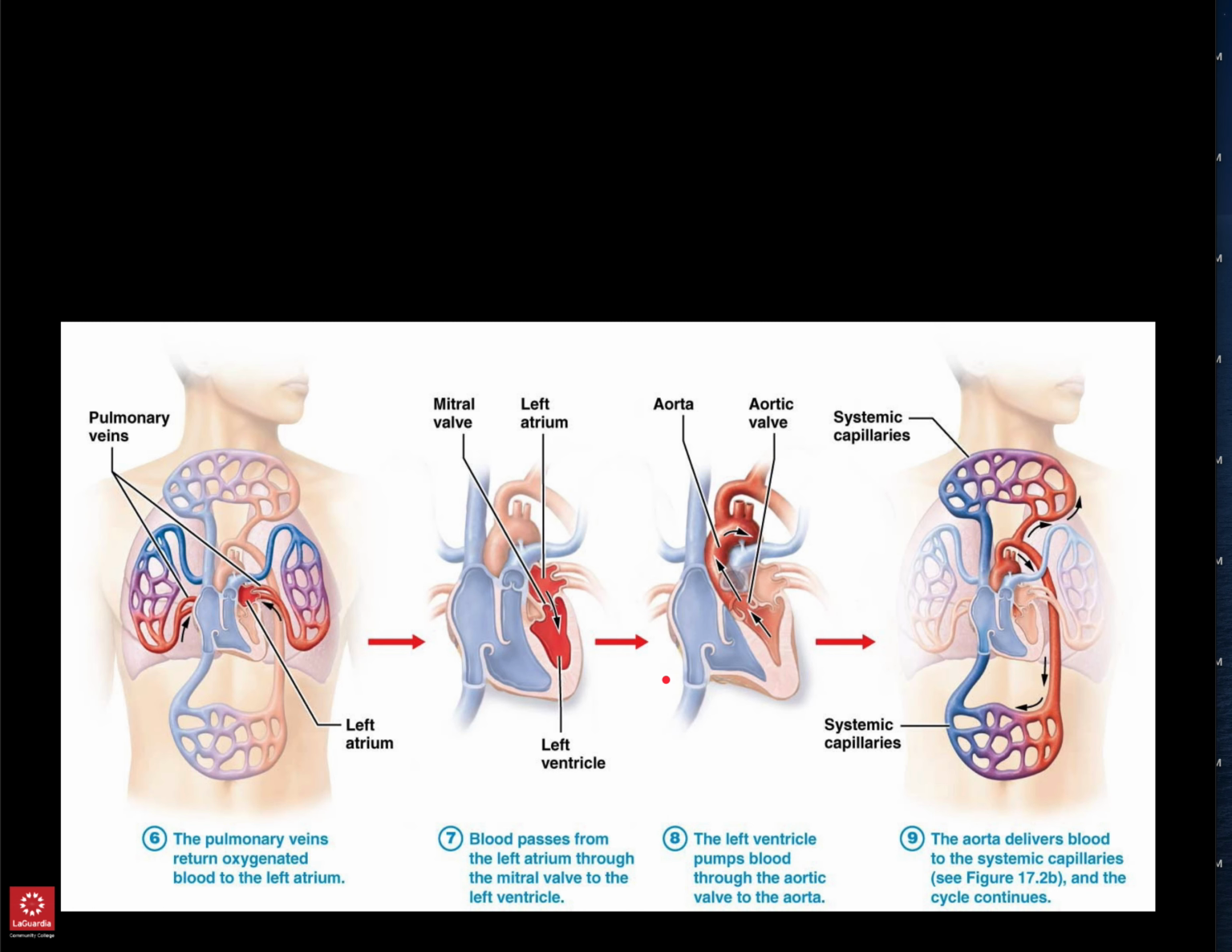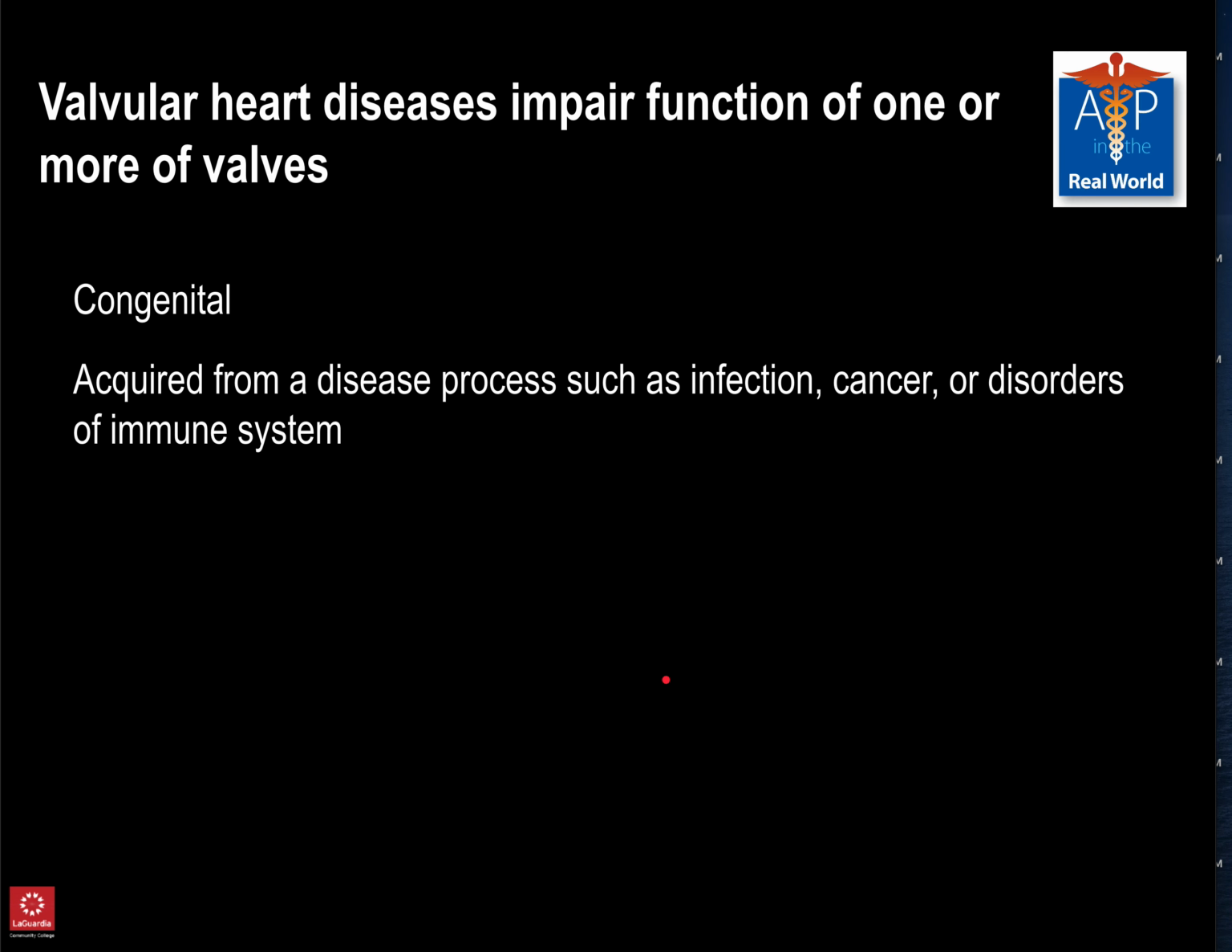And the pulmonary veins then return the oxygenated blood to the left atrium. Blood passes from the left atrium through the mitral valve to the left ventricle. The left ventricle then pumps blood through the aortic valve to the aorta, and then the aorta delivers blood to the systemic capillaries, and the cycle continues.